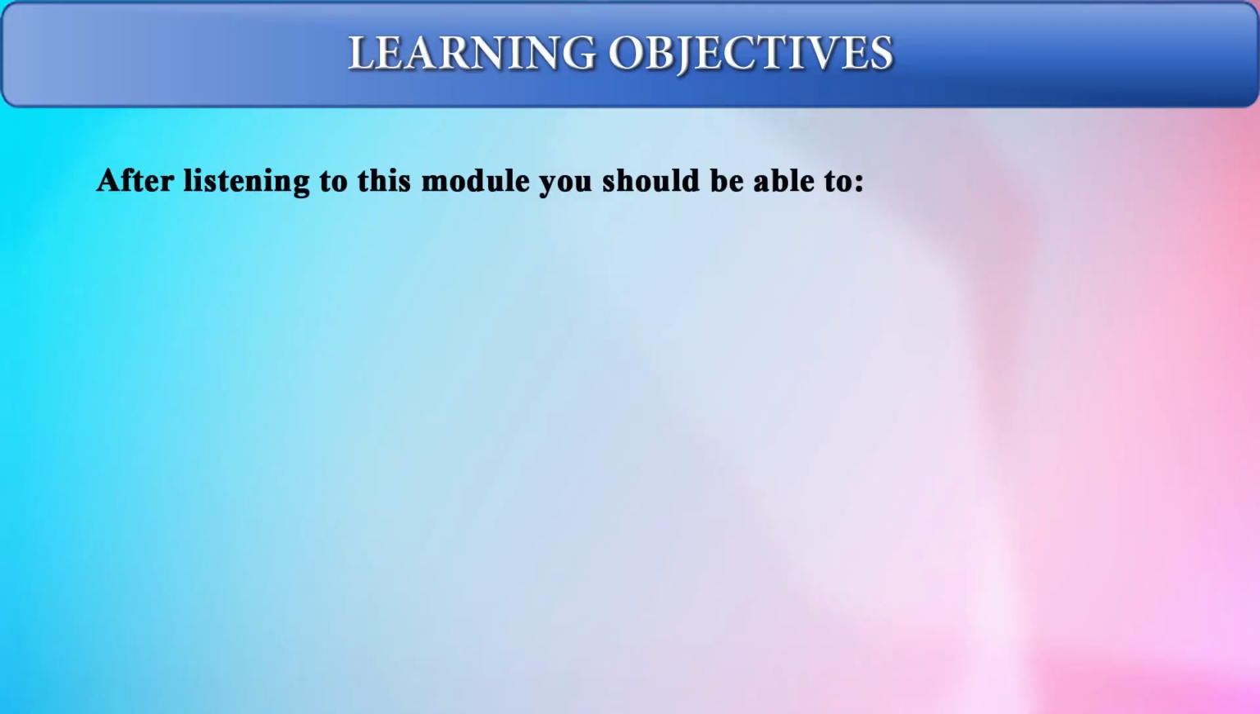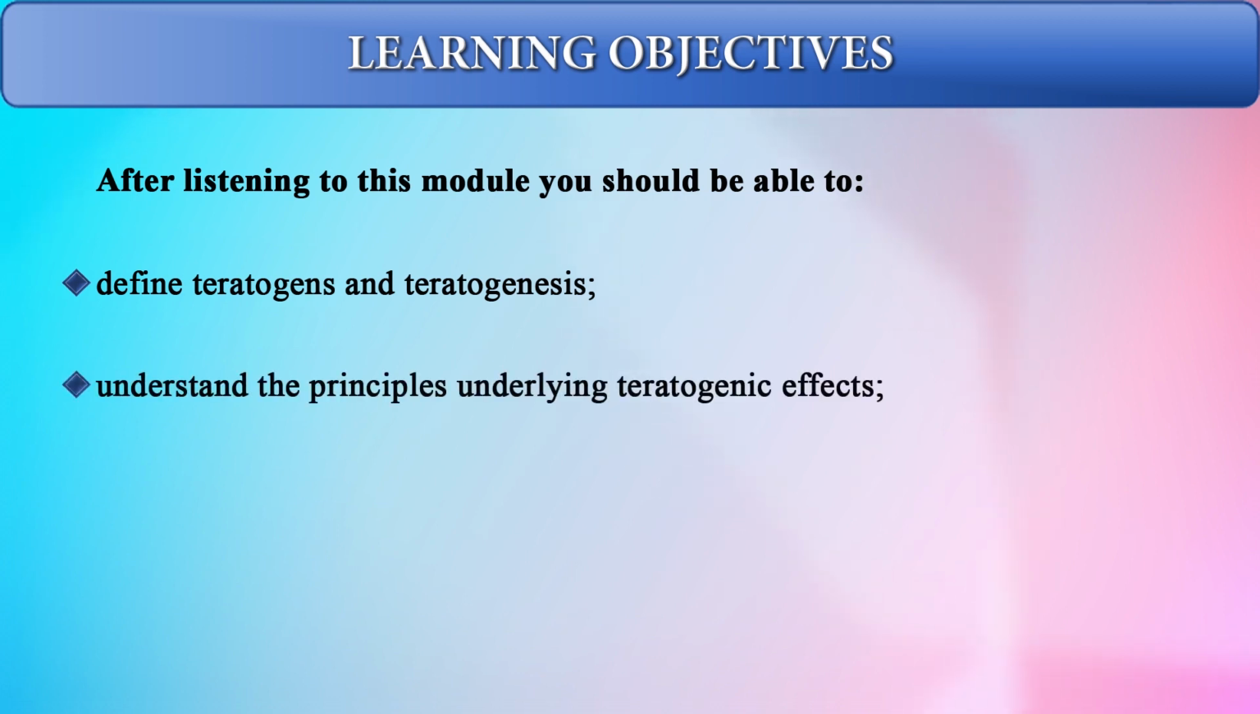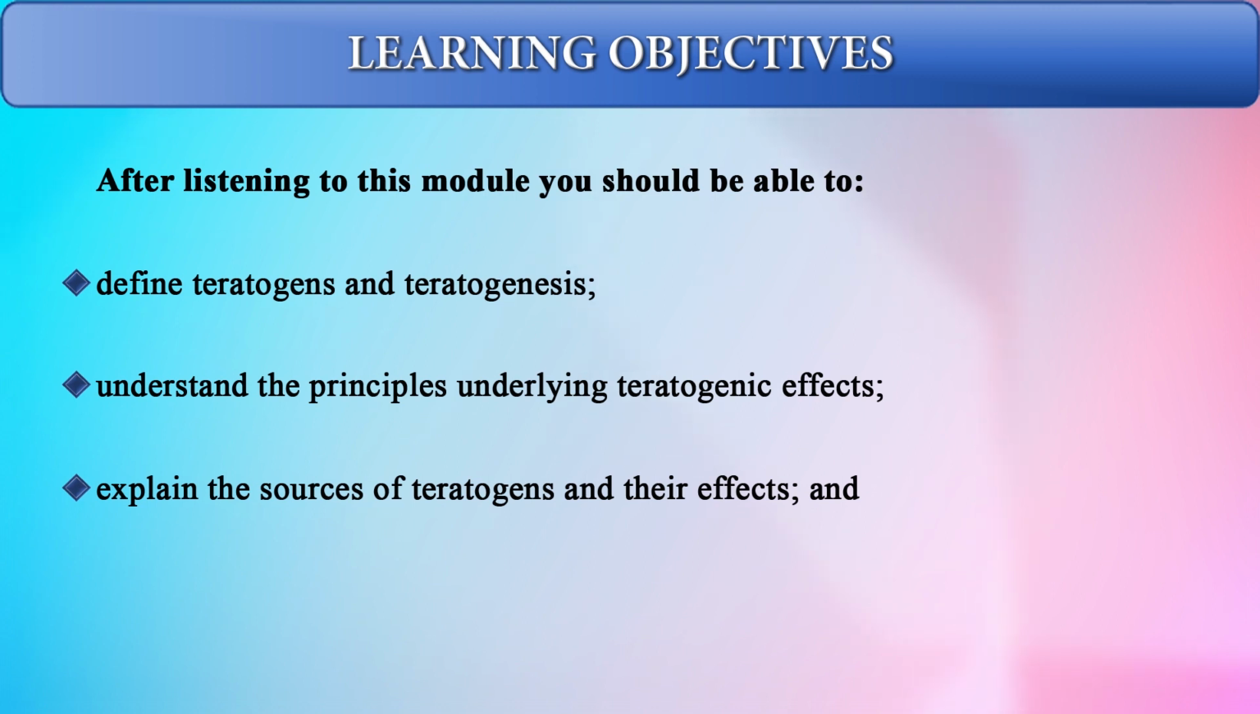Let us now learn about the various teratogens, some concepts in teratogeny and their mechanisms of action. The learning objectives of this module: after listening to this module, you should be able to define teratogens and teratogenesis, understand the principles underlying teratogenic effects, explain the sources of teratogens and their effects, and describe the mechanism of teratogenesis.